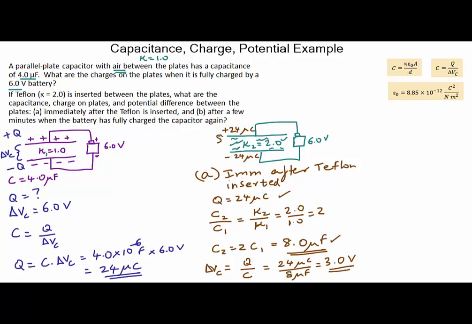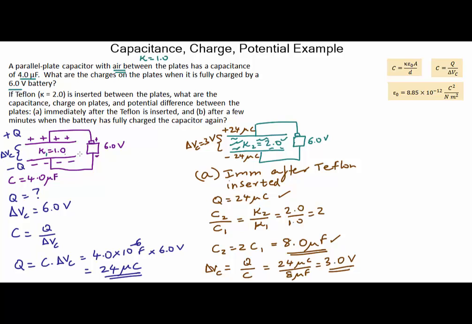So let's pause here and take a look at this. This delta VC is now 3 volts. So we started with delta VC 0 between the two plates when they were just neutral. We connected it to a 6-volt battery and gave the battery enough time to charge the capacitor fully, and that meant that the potential difference across the plates of the capacitor is equal to the potential difference across the battery. That's what it means to get it fully charged, to attain equilibrium.